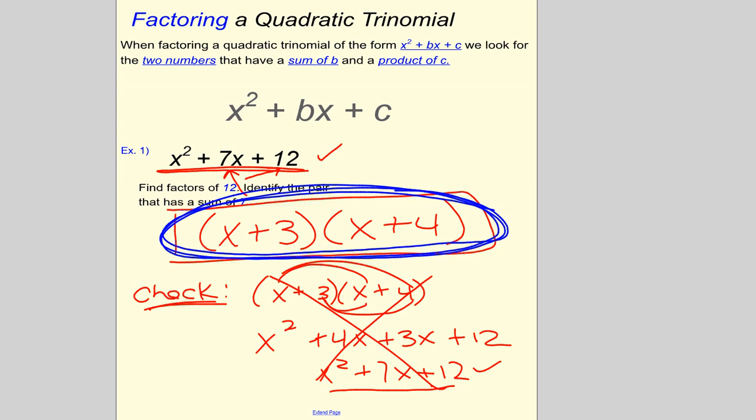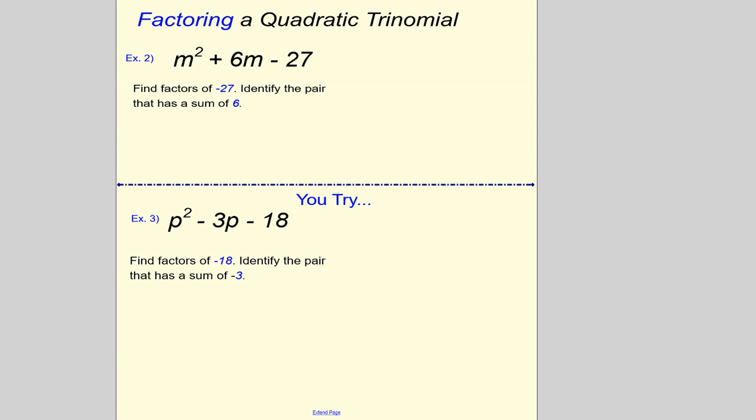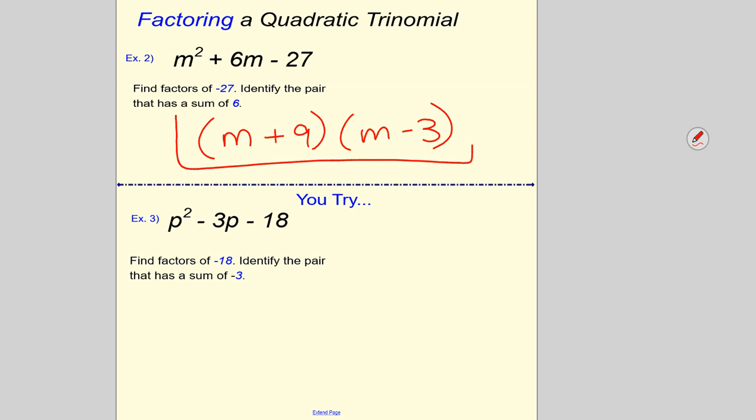All right, let's do another problem. So example 2, m squared plus 6m minus 27. So again, the pattern is I want to multiply to negative 27 and add to 6. So think about two numbers that multiply to negative 27 and add to 6. Hopefully you recognize that those numbers are 9 and negative 3. It has to be positive 9 and negative 3. So my factors are going to be m plus 9 and m minus 3. This is my answer. These are my factors. I could check to make sure this is right by multiplying them back out, right?